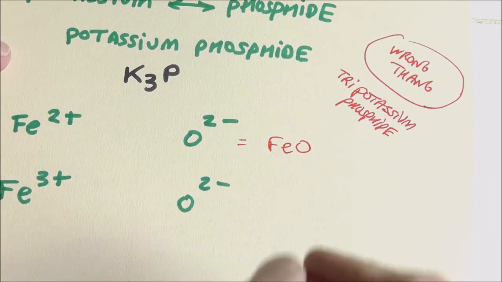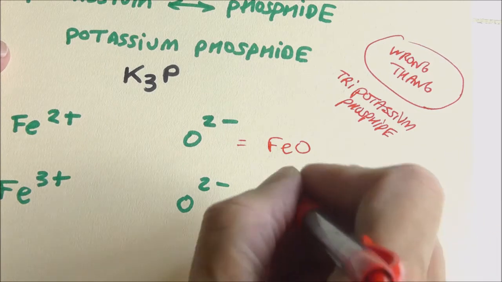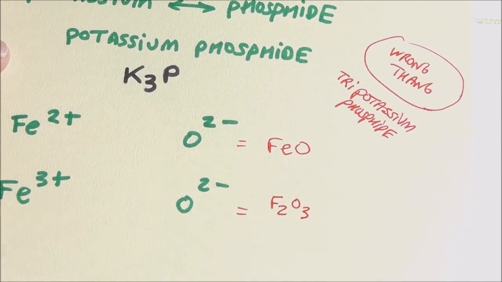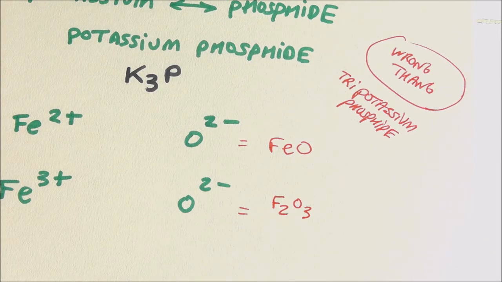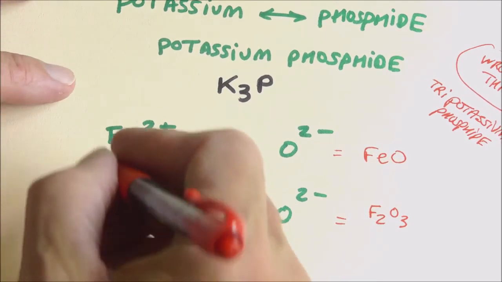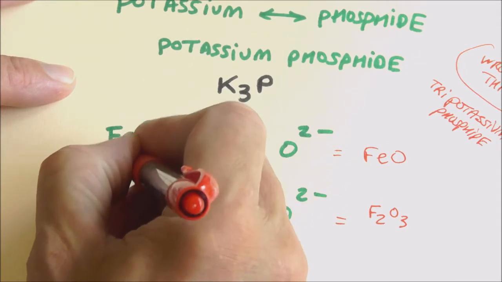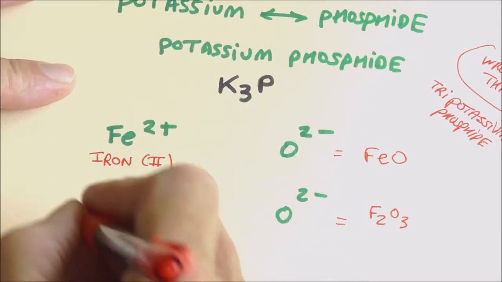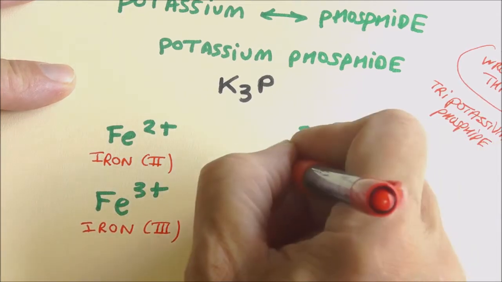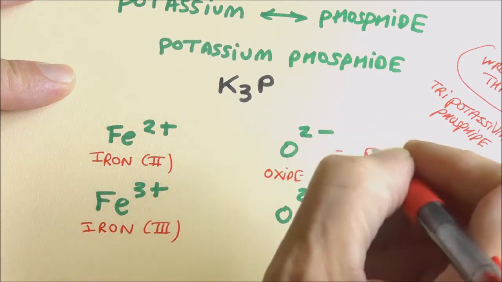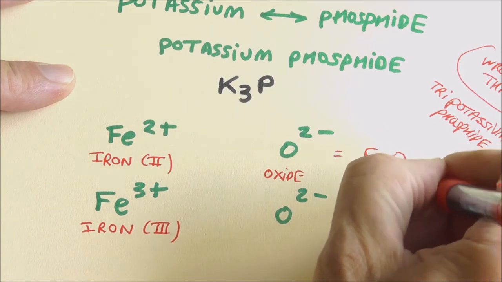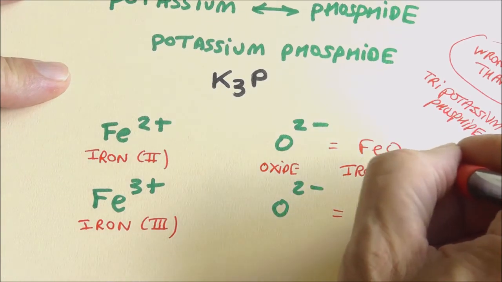And then, using the stuff we talked about in the last video, 2s and 3s, this would be Fe2O3. So how would the name be different? You can't have them both be called iron oxide. There's 2 kinds of iron oxide. So this would be called iron 2, this would be called iron 3, and in both cases, this would be oxide. So this would be iron 2 oxide.